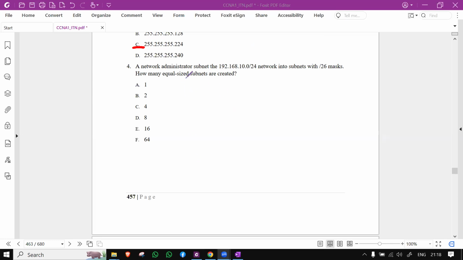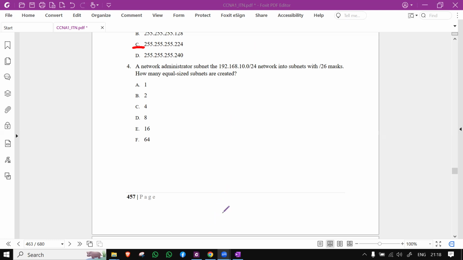Right. Whilst waiting for answers, let me see. A network administrator subnets that /24 network into subnets with /26. How many equal size networks are created? C. How did we get to C?